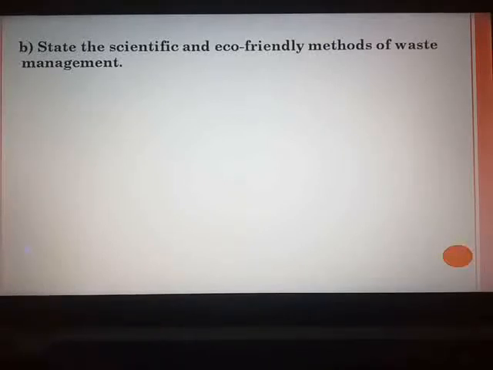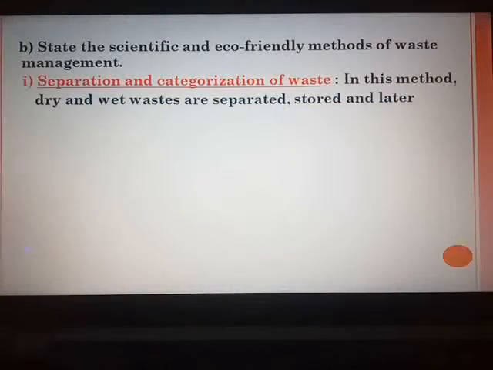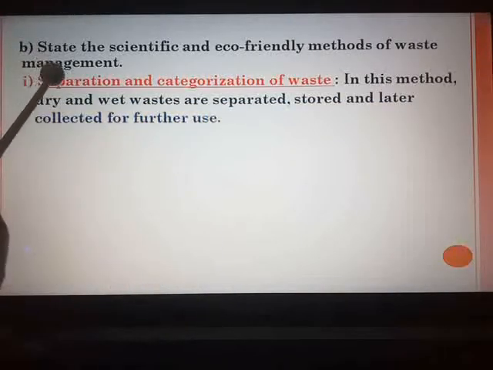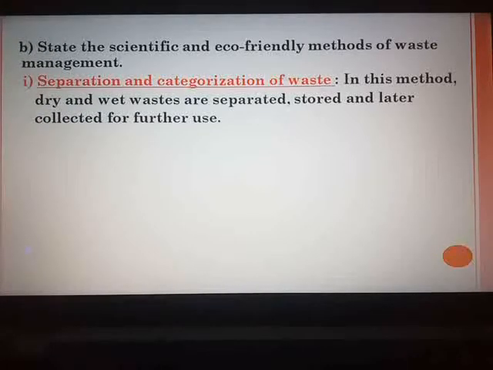Scientific and eco-friendly waste management techniques. One by one you have to select the technique and give the explanation in short. The first technique, right on the top, is separation and categorization of waste. Headings you will get on page number 102. Explanation I have written from my side. Whatever you feel, you can write from your side on your own also. Those who want, you can copy it from here.